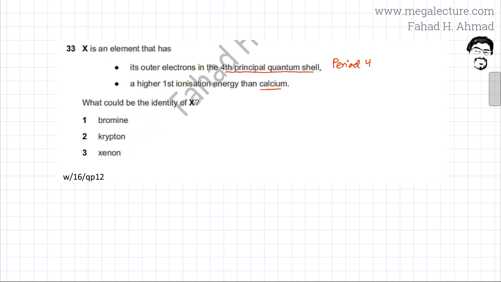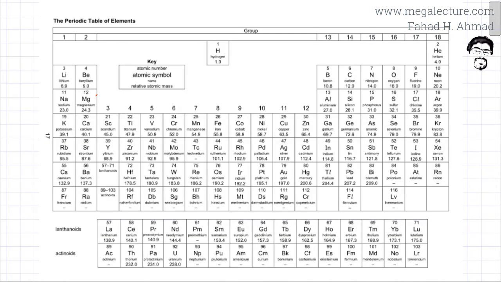The first thing I'm going to look for is whether these elements are in period 4. If they are in period 4, they have 4 shells. So let's open the periodic table and find bromine, krypton, and xenon. Here's the periodic table, and you can count the number of periods. This is period 1, this is period 2, this is period 3, this is period 4. So bromine and krypton are in period 4.